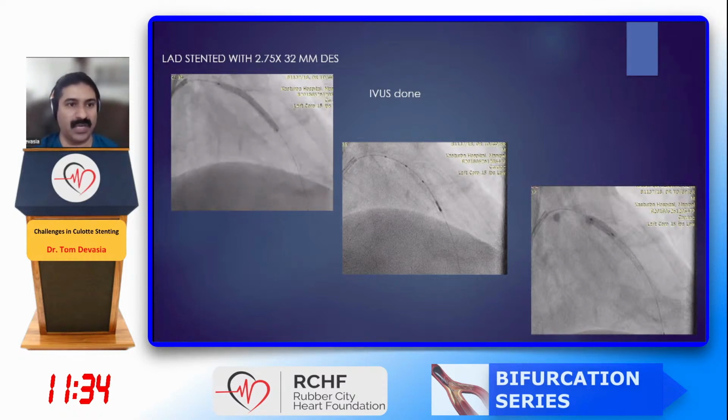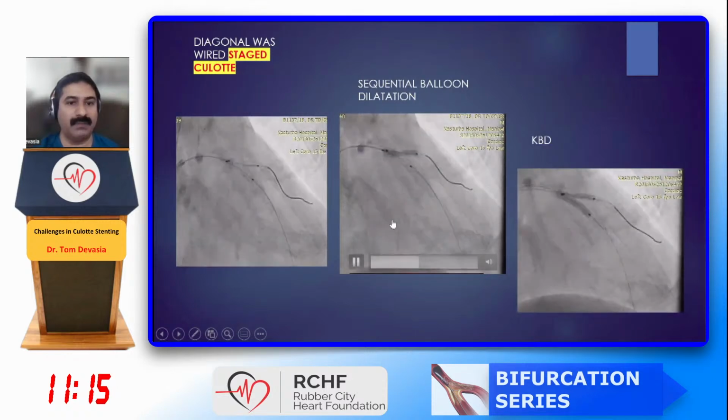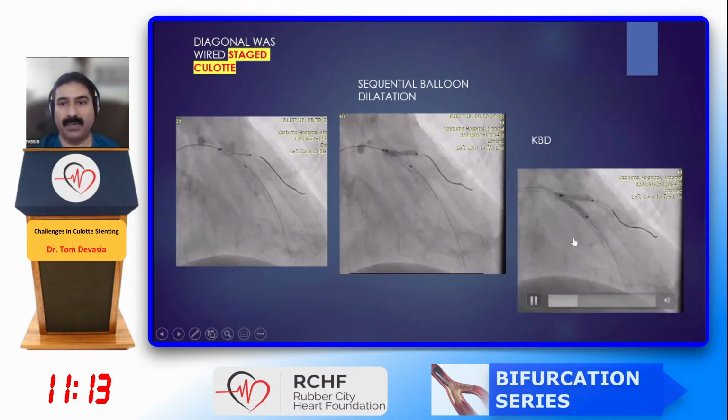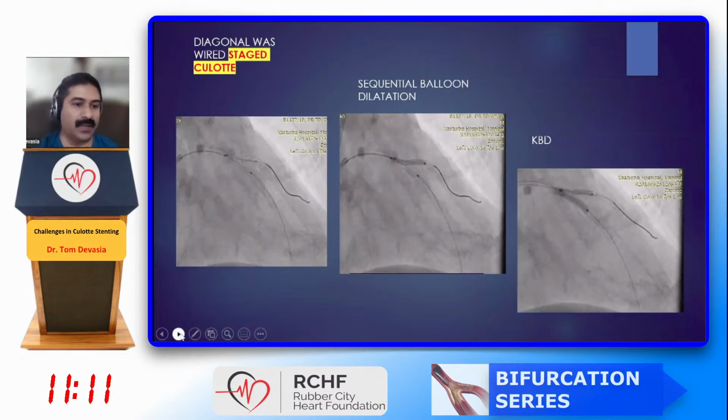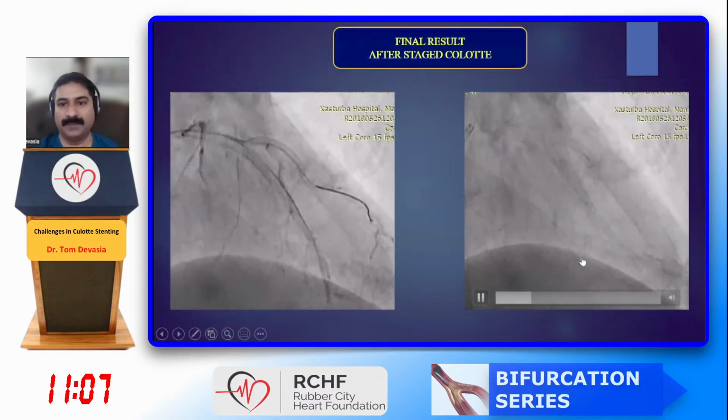So even though it is a staged one, we wired, we serially balloon dilated at the side of the LED where the diagonal was protruding into the LED, serially dilated, then we passed the stent, then we did IVUS, then we did POT, and then we did a non-compliant dilatation. Then we did a kissing balloon dilatation and a sequential balloon dilatation. And then this is how it looked in the end.